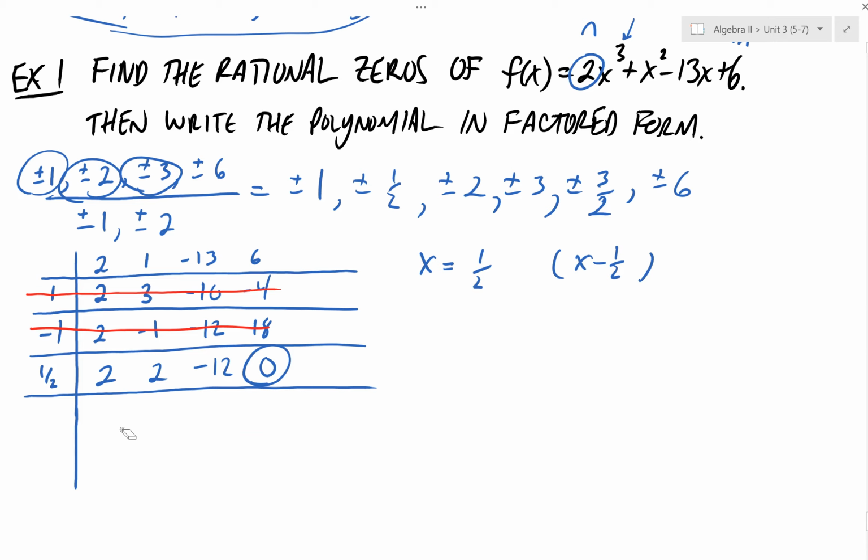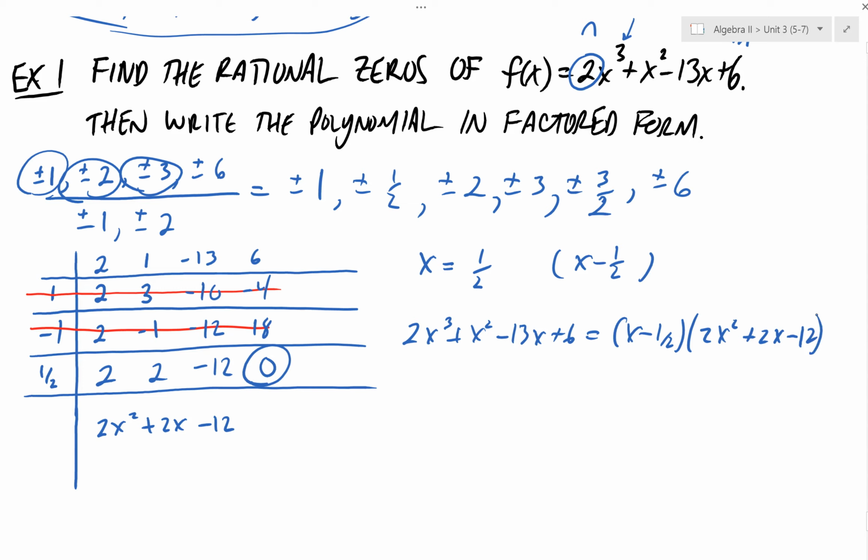Okay, so the nice thing about doing the synthetic division is that this last answer that we got tells us when we divide by x minus 1/2, this is the polynomial that we would get, 2x squared plus 2x minus 12. So we know now that our original polynomial, 2x cubed plus x squared minus 13x plus 6, is equal to x minus 1/2 times 2x squared plus 2x minus 12. Okay? What do you notice about this second factor?